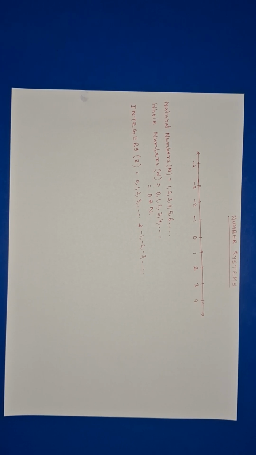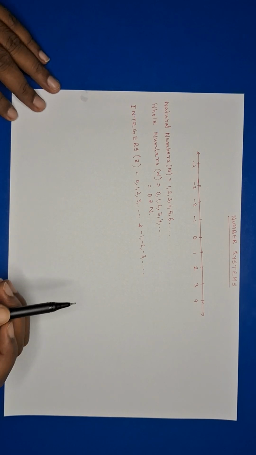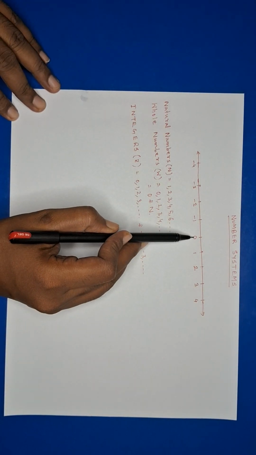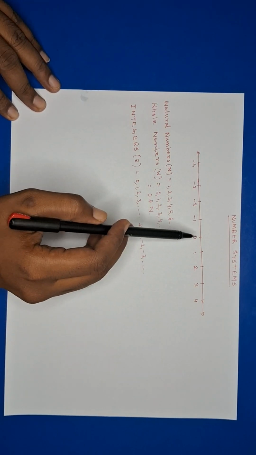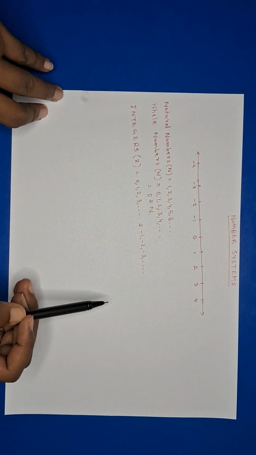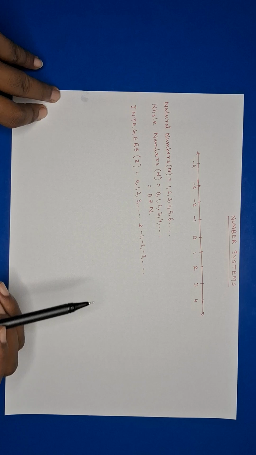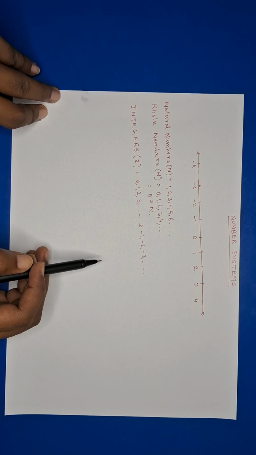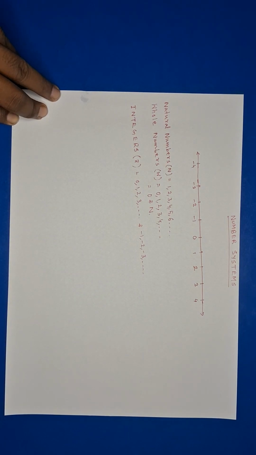Now you can see that we have covered all the numbers, in the right side of 0, and also in the left side of 0. Is it so? No. We have forgot to take the decimal numbers or the fractional numbers. Here comes the rational number.